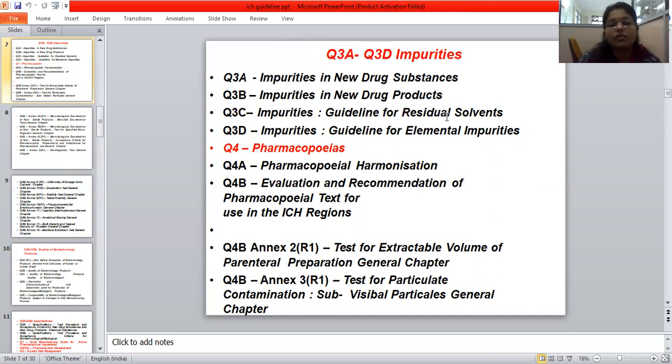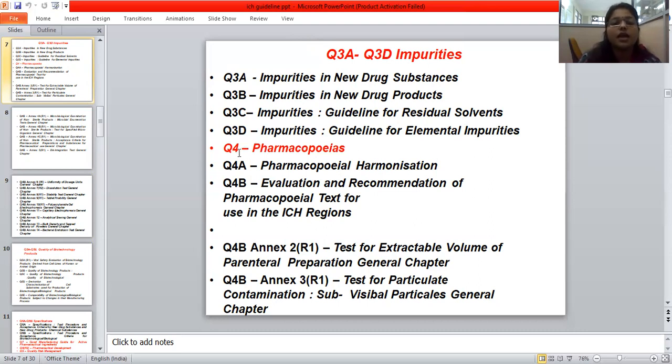Q3C is the guideline for residual solvents. Some residual traces may be present in our product, so we can find them by referring to this guideline, which shows how to make the procedure for the residual solvent. Q3D is for elemental impurities. So these are the different Q3A to Q3D impurity guidelines.